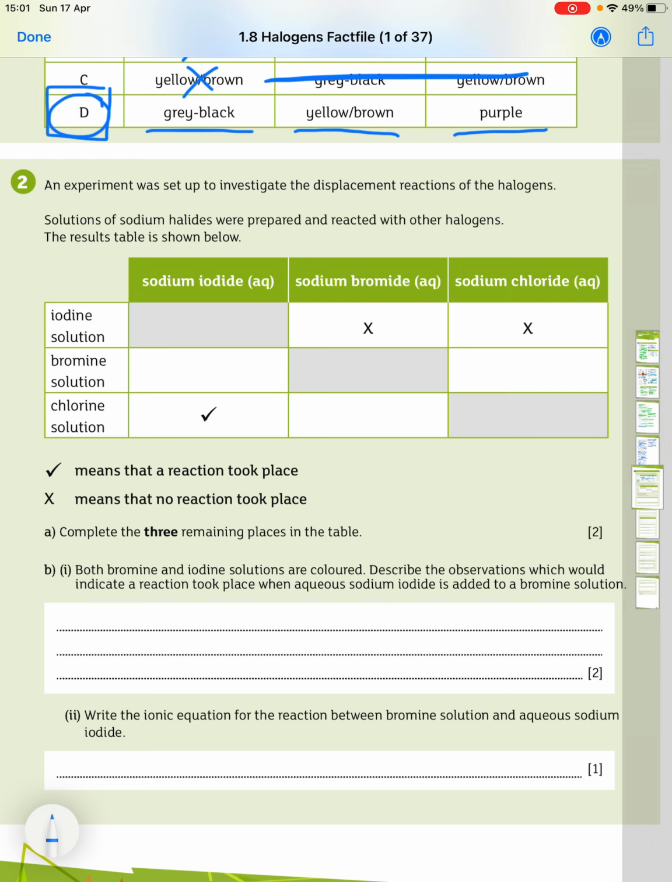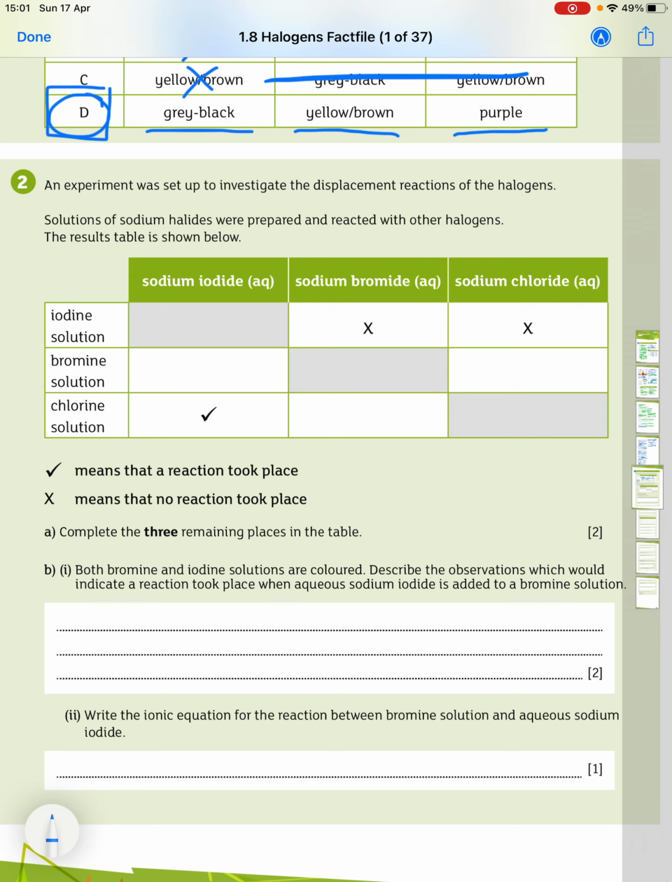Next, we have an experiment which was set up to investigate the displacement reactions of the halogens. Solutions of sodium halides were prepared and reacted with other halogens. The results table is shown below. A tick means that a reaction took place, and an X means that no reaction took place. It asks you to complete the 3 remaining spaces in the table.